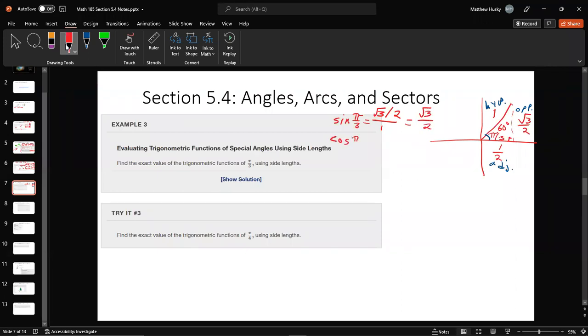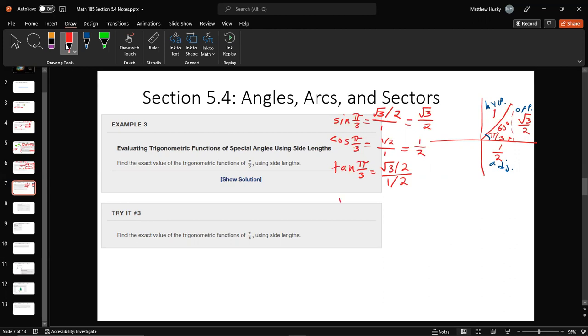Meanwhile, cosine of pi over 3, the adjacent side is 1/2, and then you put that over the hypotenuse, which is also 1. And fun fact, 1/2 divided by 1 is 1/2. Meanwhile, if you're going to do the tangent of pi over 3, well, the opposite side is root 3 over 2. And the adjacent side is 1/2.